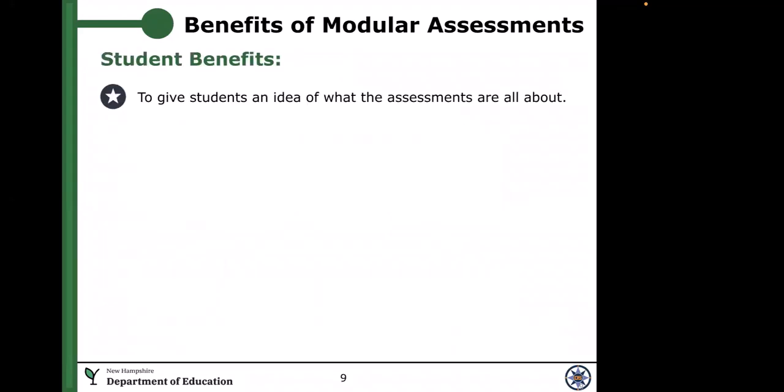For students, the benefits are, it's basically giving them an understanding of what the assessments are all about. If we're not using modular assessments, the only time the students see the New Hampshire SAS portal and the system is when they take the summatives. It is a very stressful time of year. We're trying to cram in as much information as we can. We're asking them to do things in a way that they're not necessarily used to within their daily school life. And then we wonder why they're not necessarily able to show what they know. So these modular assessments will give them a little bit of an understanding of that.